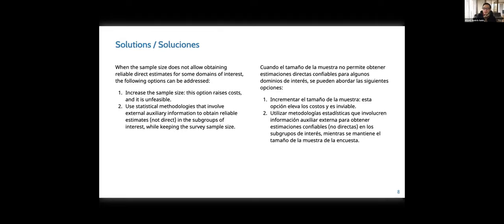And recall that an area or domain is small if the sample size is not enough to get precise and exact estimates. So the term small does not refer to the absolute size of the domain, but to the sample size that we could achieve in that particular domain. So states and provinces can be considered small areas because of the small sample size, for example.